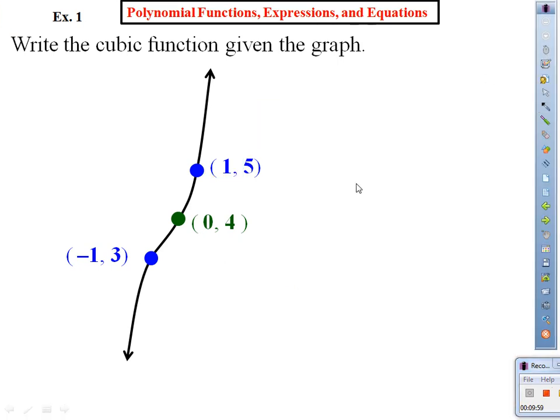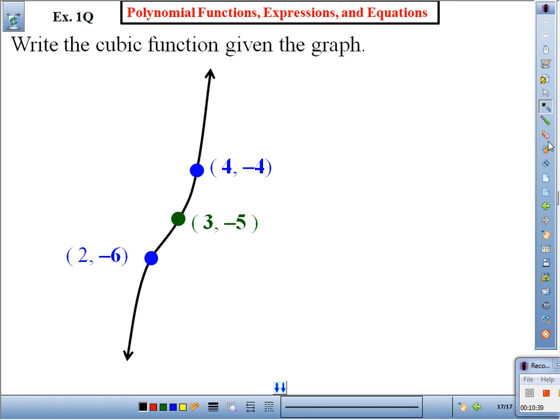Let's do one together. Copy this one, example 1-2. You don't have to copy the instructions anymore. They're the same ones, but copy the function. Here's the function. So we have our function and the vertex 3, negative 5, point above the vertex 4, negative 4, and the point below the vertex 2, negative 6. We're going to do this one together. What is step 1, everyone?